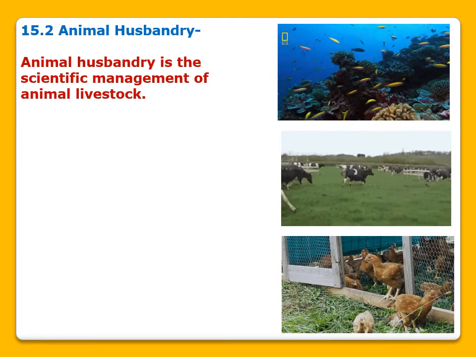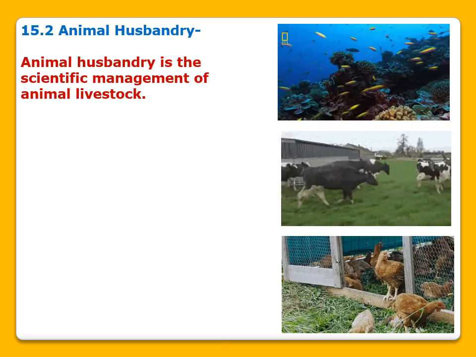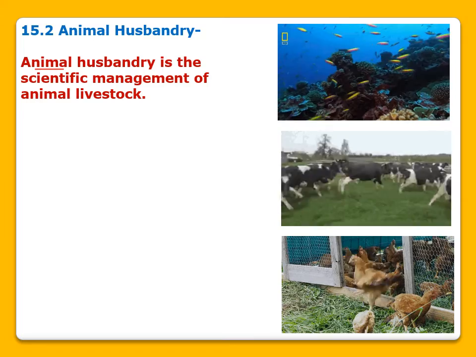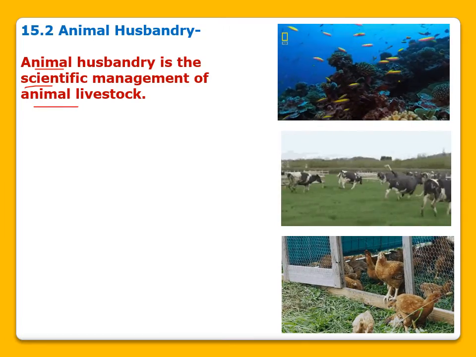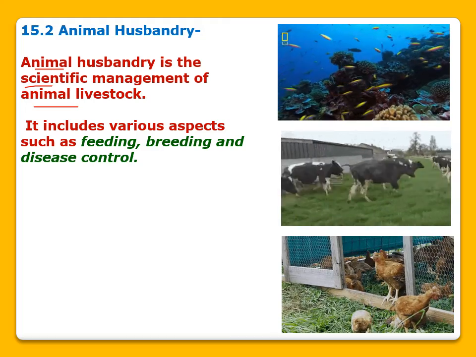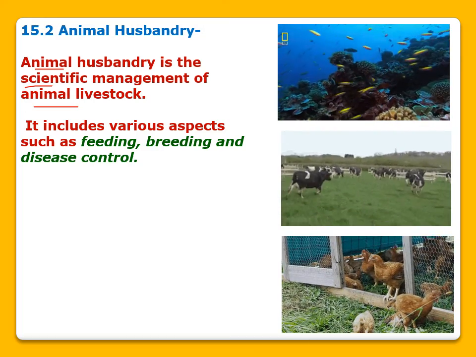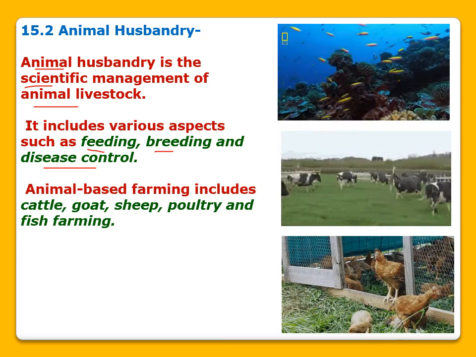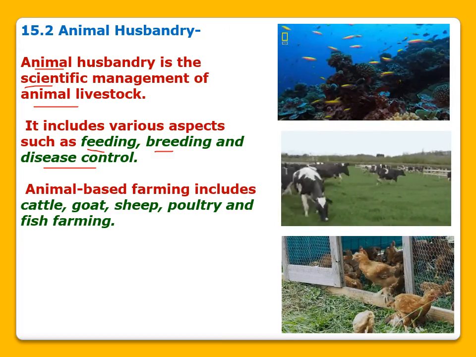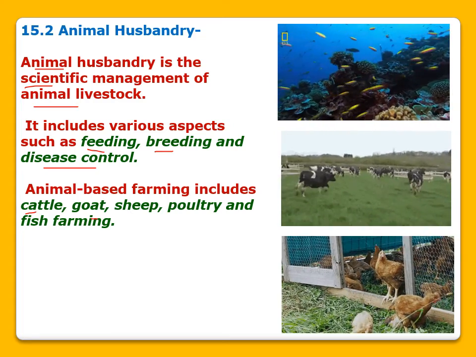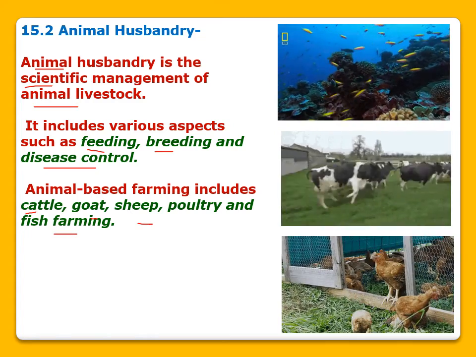Okay, so I'm starting here with animal husbandry. Actually, animal husbandry is the scientific management of animal livestock, right? Animal husbandry includes various aspects such as feeding, breeding, and disease control. Animal based farming includes cattle, goat, sheep, poultry, and fish farming.